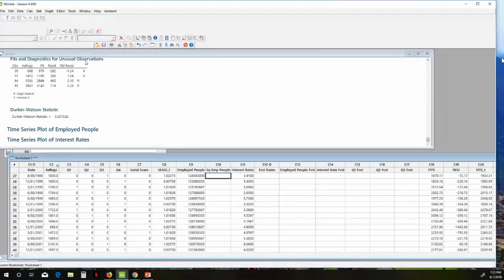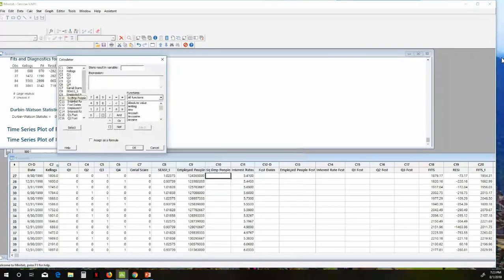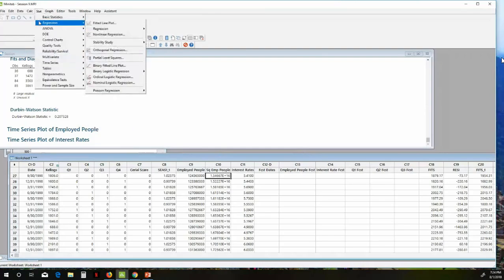Okay? Go up to the calculator function and just have some fun by populating that with employed people times employed people. Okay? We get large numbers. See the scientific notation? So we move that decimal point 16 places to the right. All right, what we need to do now is rerun the model with that enhanced employed people.